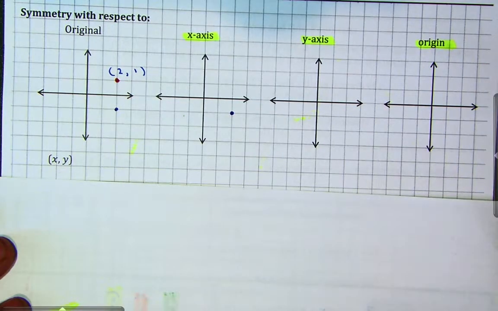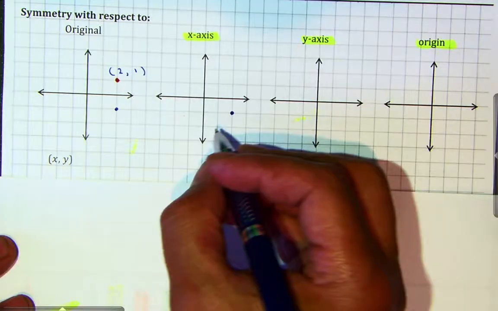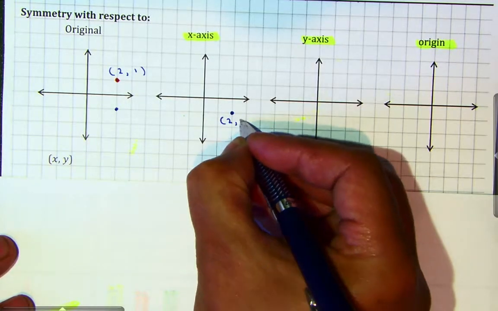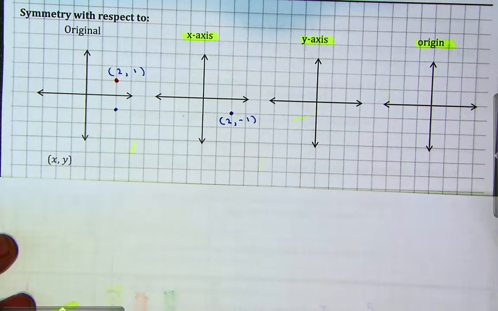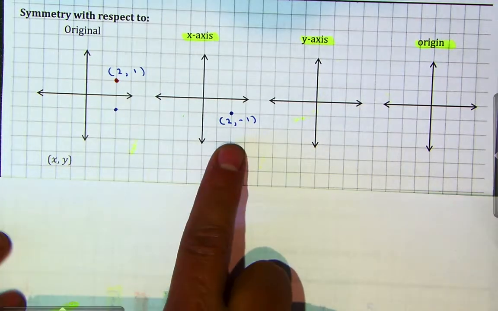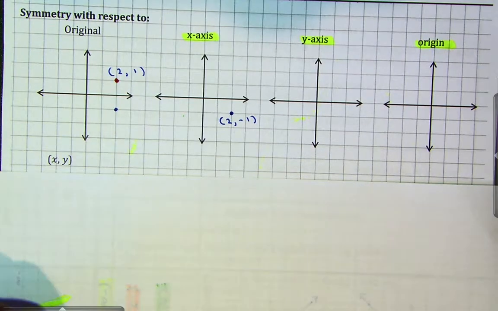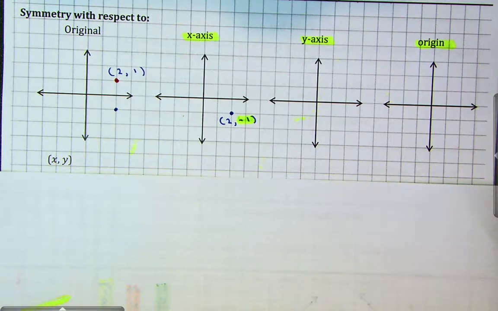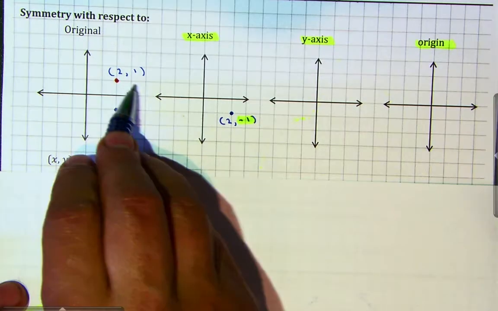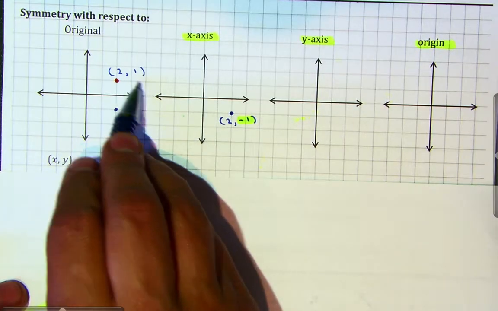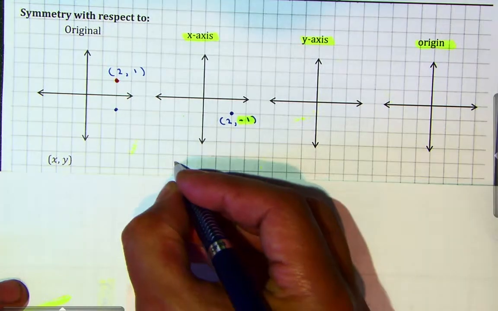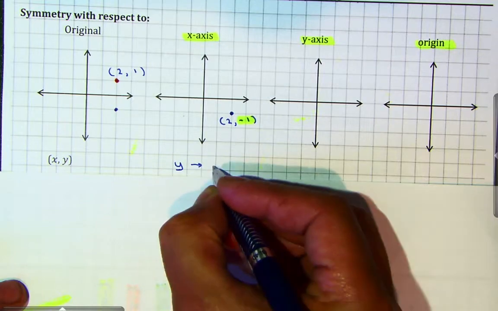So what are the new coordinates of your new point? It's going to be (2, -1). So what changed? Correct. Your 1 became -1. So your y value was +1, and it became -1. So your y is going to become the opposite.